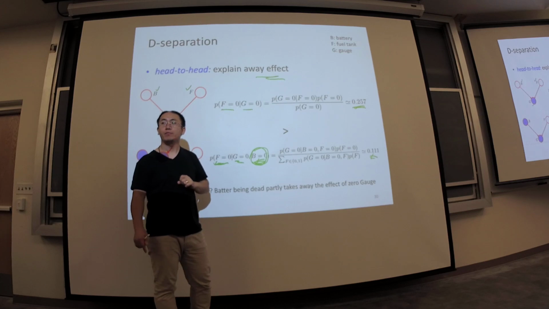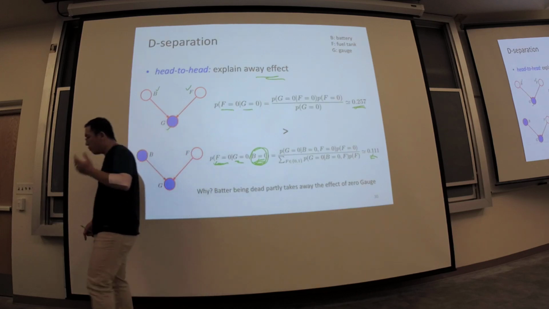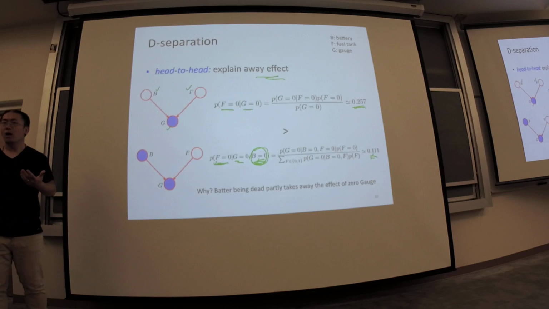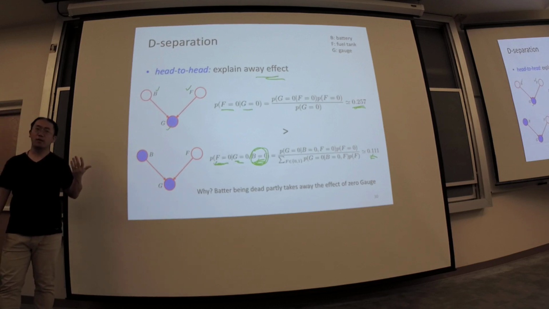But isn't that good in this situation? Don't we want to be less sure that the battery is actually dead, because now we know that the fuel gauge is actually 0? Right? That's how you view this. To me, it's kind of reasonable, but in some applications, we do not want this explaining-away effect to happen. And there is a set of tricks to avoid this.